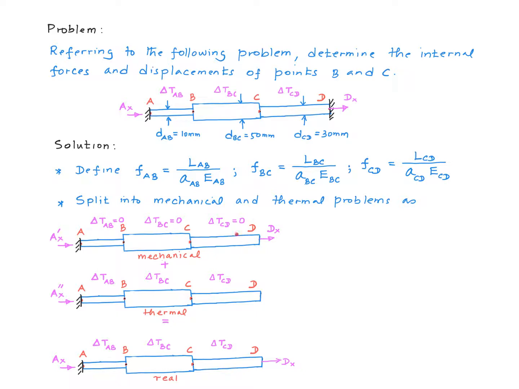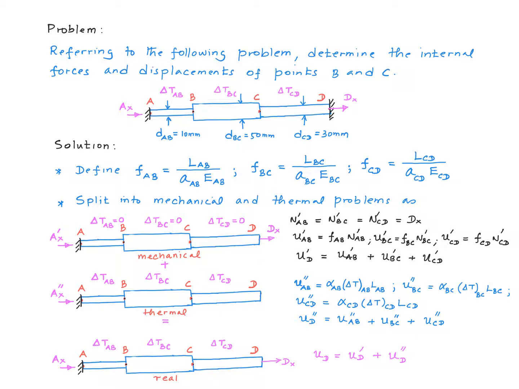Now I'm going to calculate the displacement at point D with respect to point A for the mechanical problem and the thermal problem, in order to come up with the total displacement at point D with respect to point A for the real problem. But the displacement of point D has to be equal to 0. So that is our displacement compatibility condition. This would allow us to find the support reaction D_x. And then we can go back and calculate the reaction at point A using equilibrium.